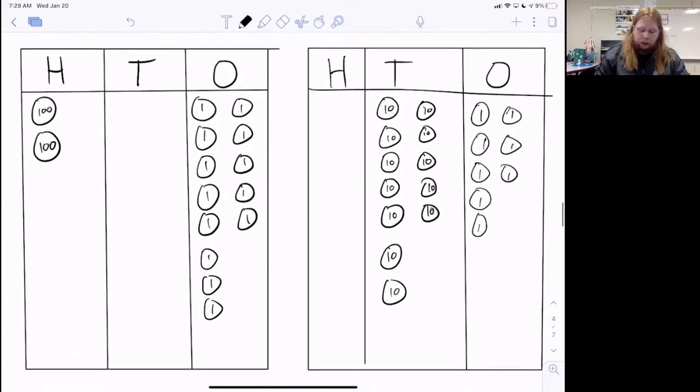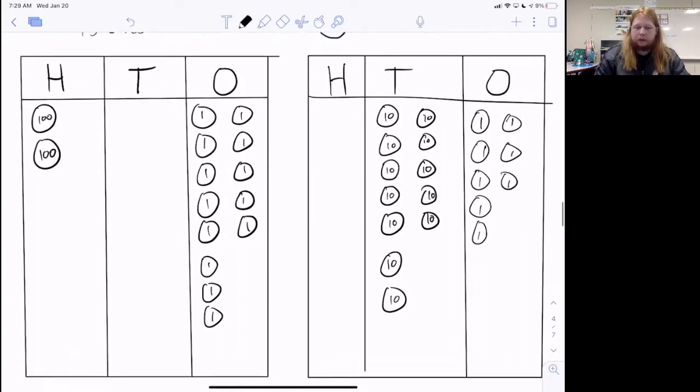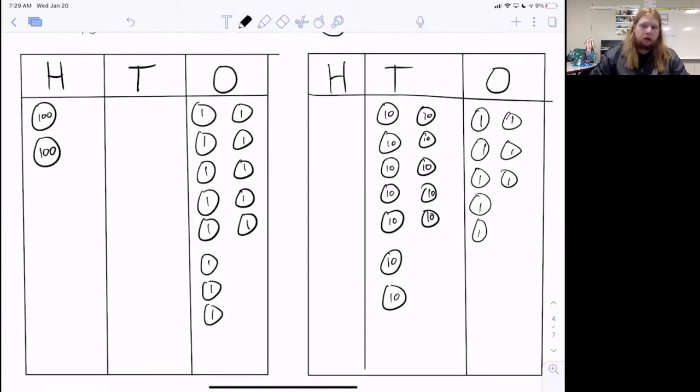So in order for us to be able to compare these effectively, we have to convert everything to its biggest form. So for example, notice I have 10 ones fit in this 10 frame. These 10 ones can be exchanged for 1 ten.